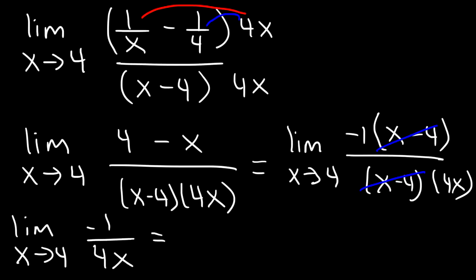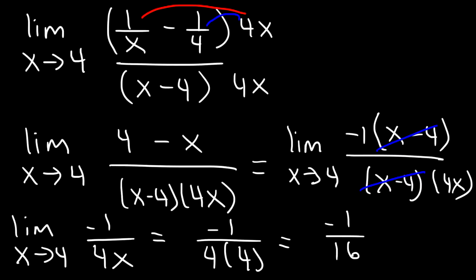Now we could substitute x with 4, and we don't need to rewrite the limit expression at this point. So it's negative 1 divided by 4 times 4, and so the answer is negative 1 over 16. So this is it.